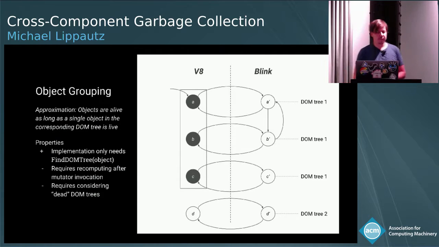The properties of this implementation were that it was relatively simple, and that's why the engineers went with this approach in the beginning. You only need this find DOM tree method for a given object, which will find you a group, and then you need to group these things and map back to V8. There are a few problems with that approach. It requires recomputing these groups after a mutator, in our case JavaScript, is executed again, because JavaScript can modify the DOM and thus modify these groups. It also requires considering dead DOM trees, which is not nice for garbage collection because you want your operations to be bounded in live memory.